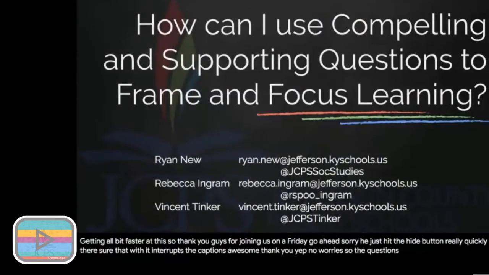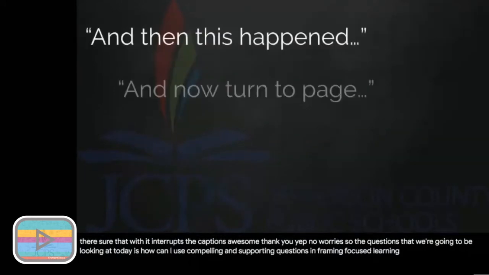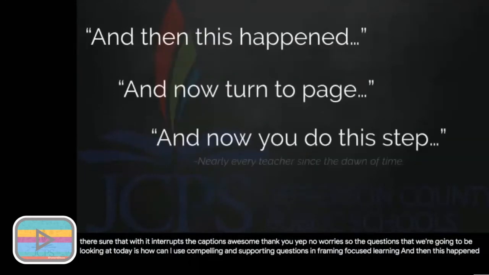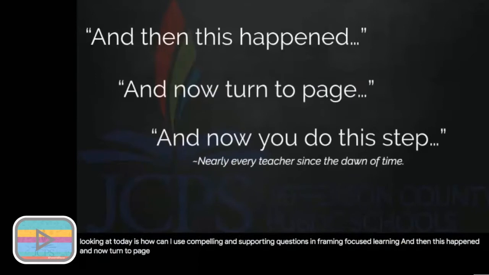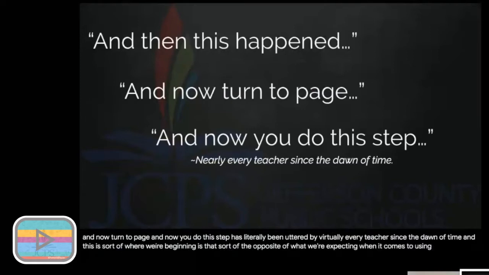So the question that we're going to be looking at today is, how can I use compelling and supporting questions to frame and focus learning? "And then this happened, and now turn to page, and now you do this step" has literally been uttered by virtually every teacher since the dawn of time. And this is sort of where we're beginning, the opposite of what we're expecting when it comes to using questions in a classroom.